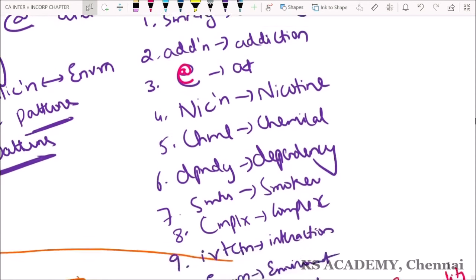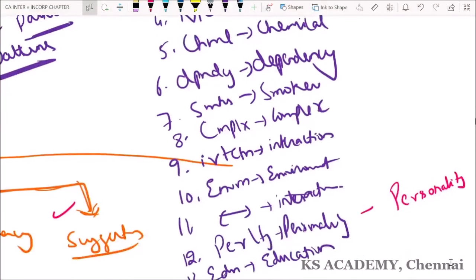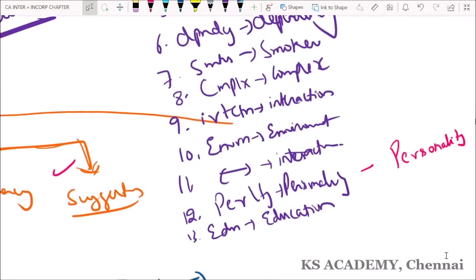Shall I scroll down? Yes. So that's it. Then we have from 6 to 13. Dependency, smokers, complex, interaction. Then you have the environment. Then again the other one is also interaction. Then personality and education. Personality and education.